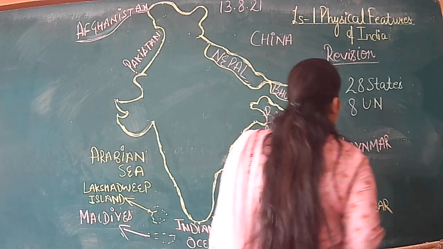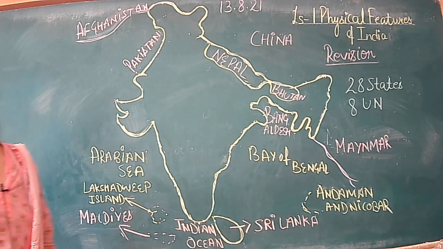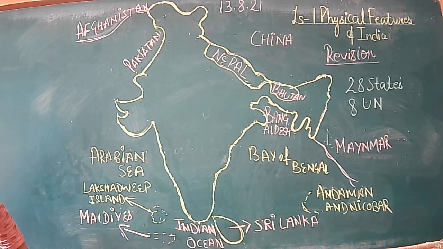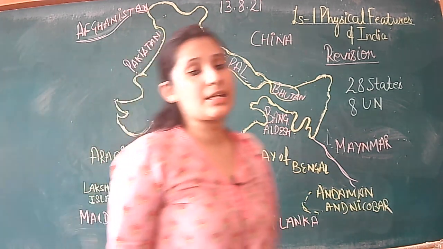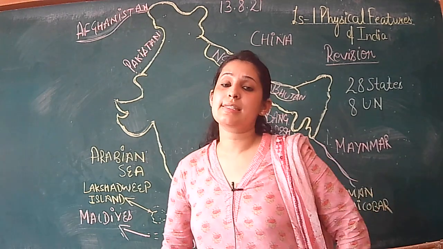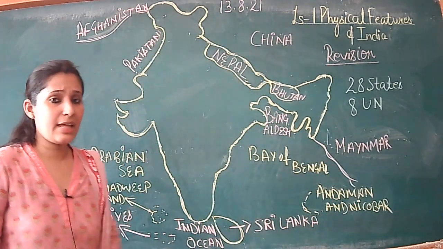Previously it was 9. Earlier it was 9, children, and in your book also 9 is written, and ma'am had you make the correction, saying you have to make it 8 union territories. I hope this is clear. And Delhi is a national capital territory. Which is a national capital territory? That is Delhi, yes. That's Delhi.